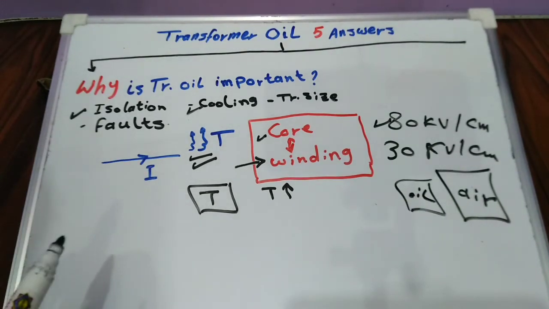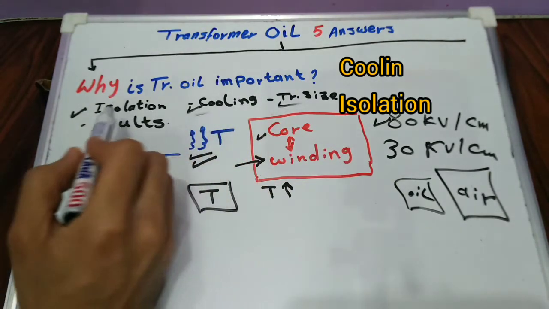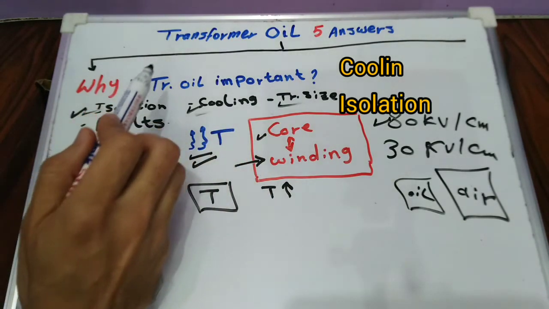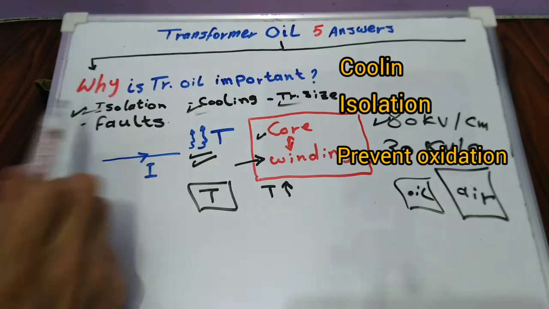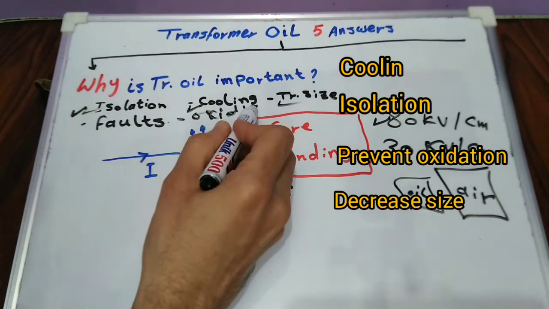Let's list all of them. 1. Cooling down the transformer. 2. Increasing the isolation between windings and core. 3. Protecting metallic parts inside the transformer from oxidation. 4. Decreasing the overall transformer size. 5. Helps in faults detection by making oil analysis.